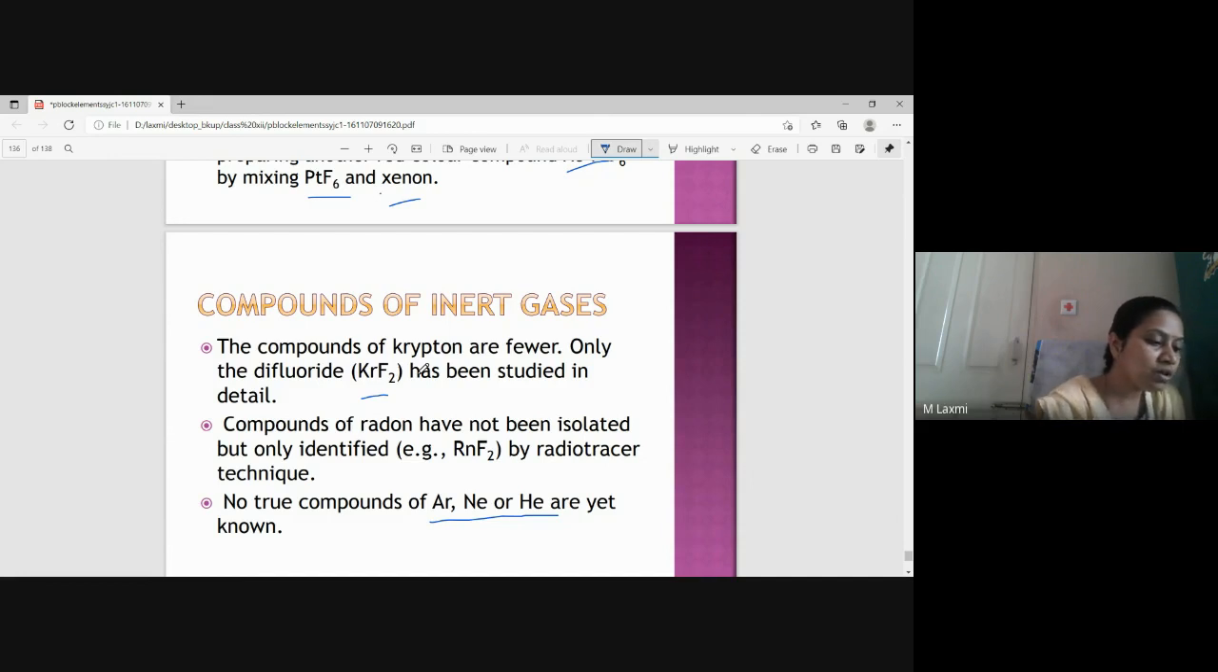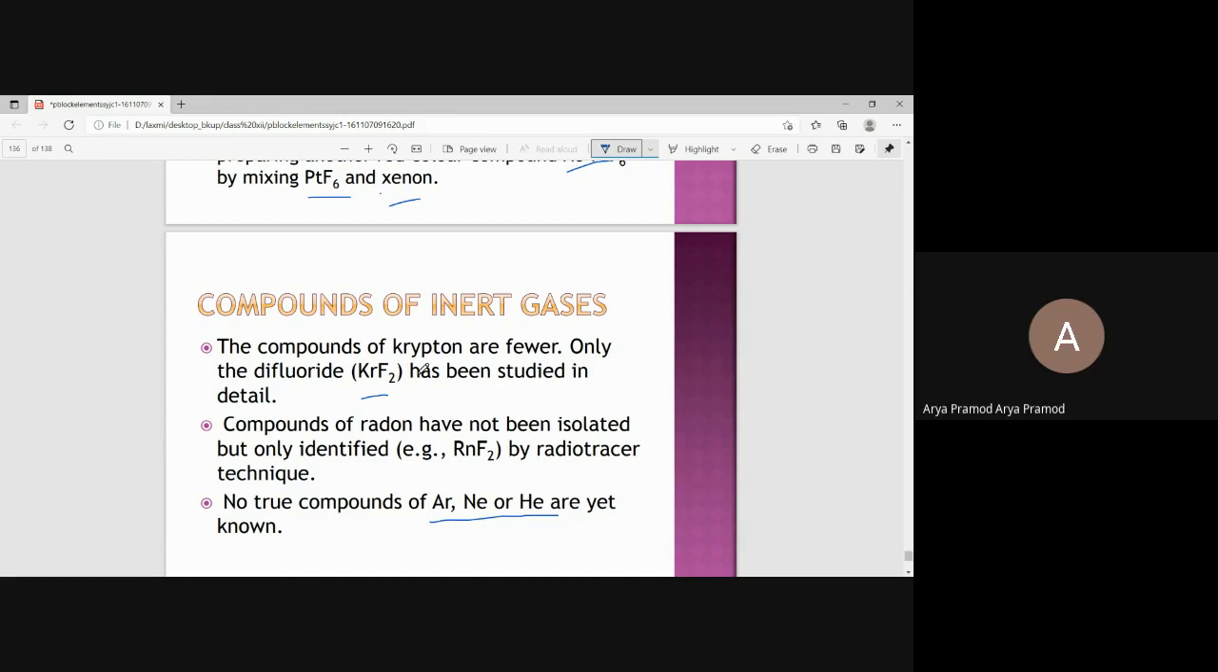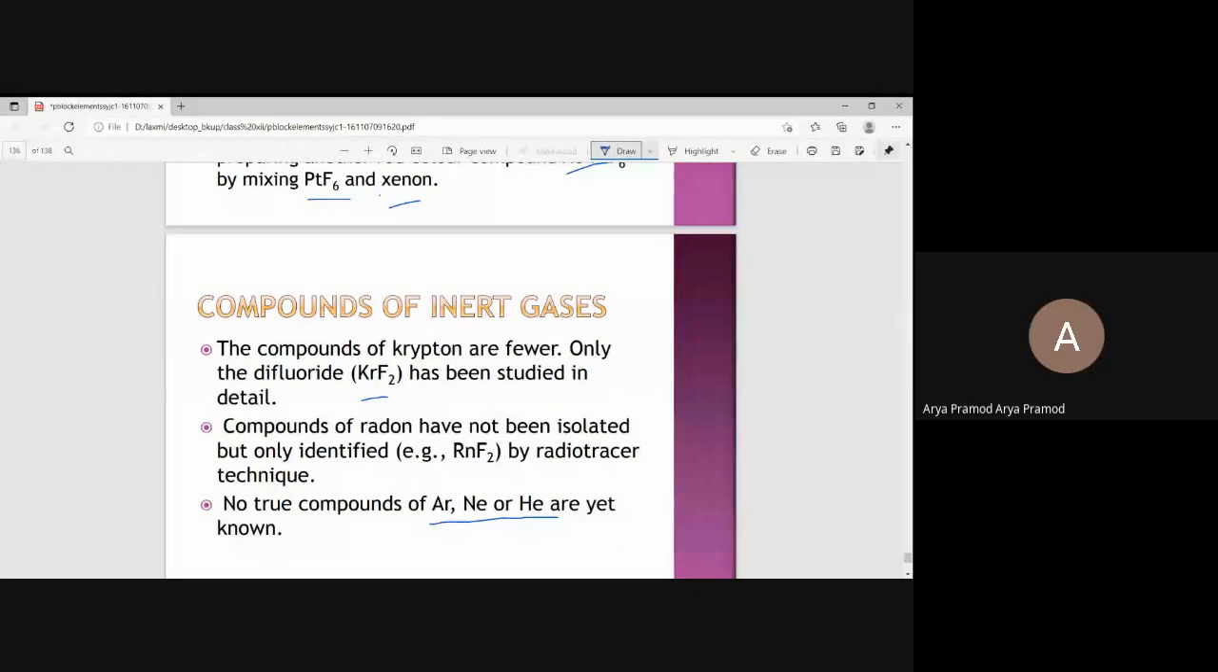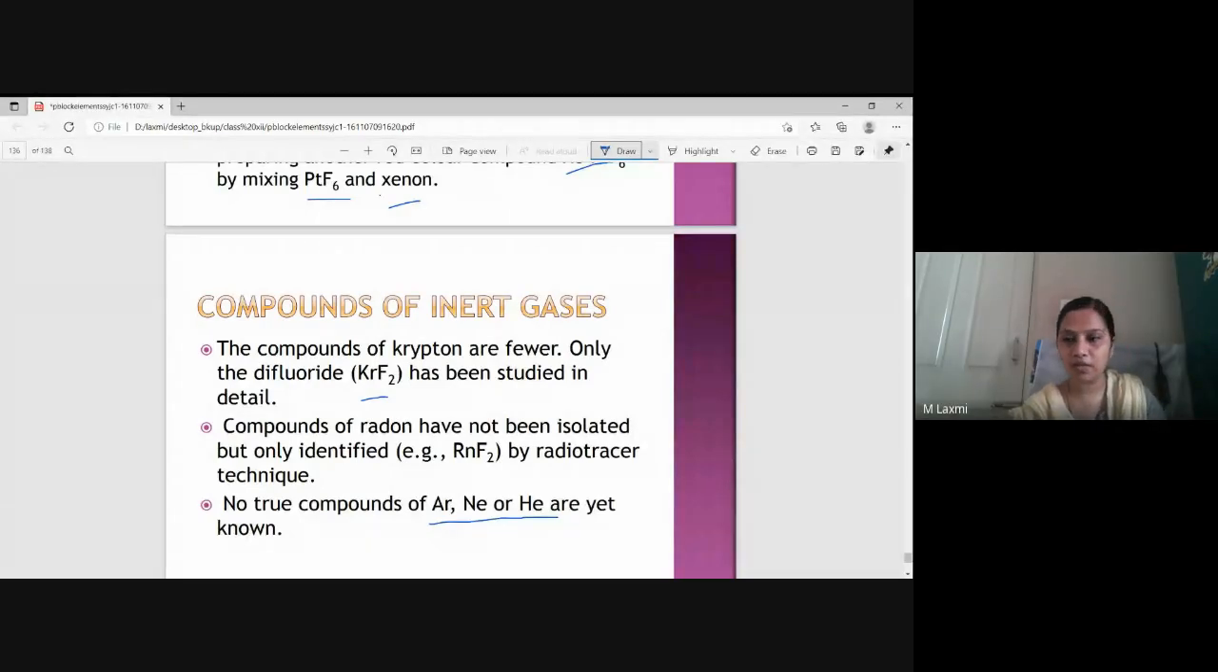Then structure of xenon compounds is there, ma'am? You mean the linear, square planar, distorted octahedral? Yes, ma'am, XeOF4, XeO3. Okay. So three topics are left out. I'll do it tomorrow.